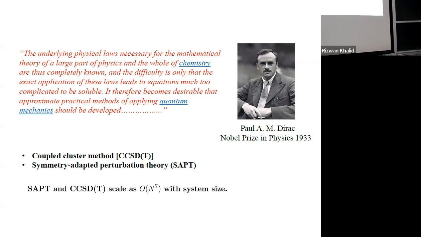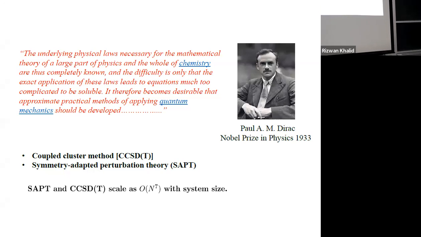It therefore becomes desirable that approximate practical methods of applying quantum mechanics should be developed. So that brings us to the conclusion that if we want to use quantum mechanics for practical problems with the number of particles involved larger than, say, 27 or even 10, you probably need some approximate methods. A number of approximate methods have been developed. Some of them are really accurate, but computationally expensive. And some of them, like DFT, are relatively cheap.